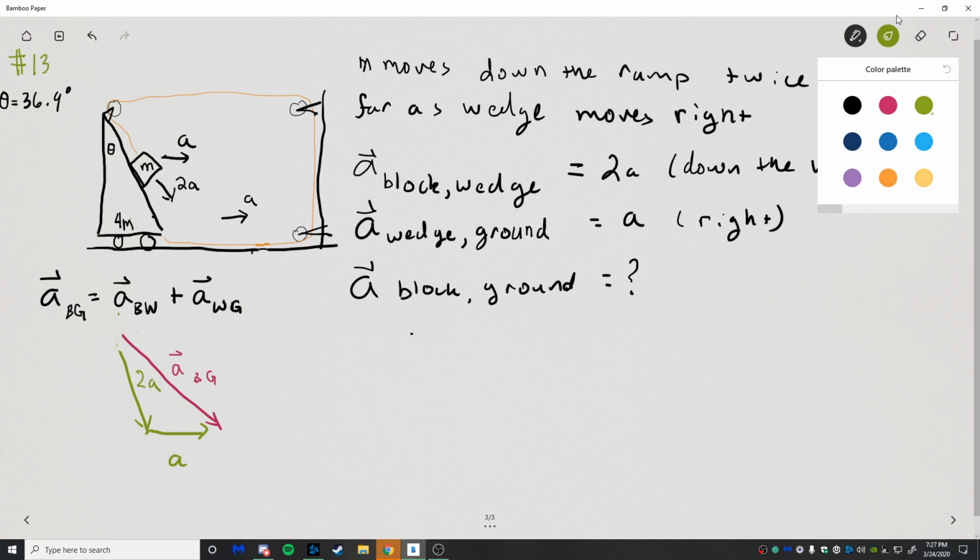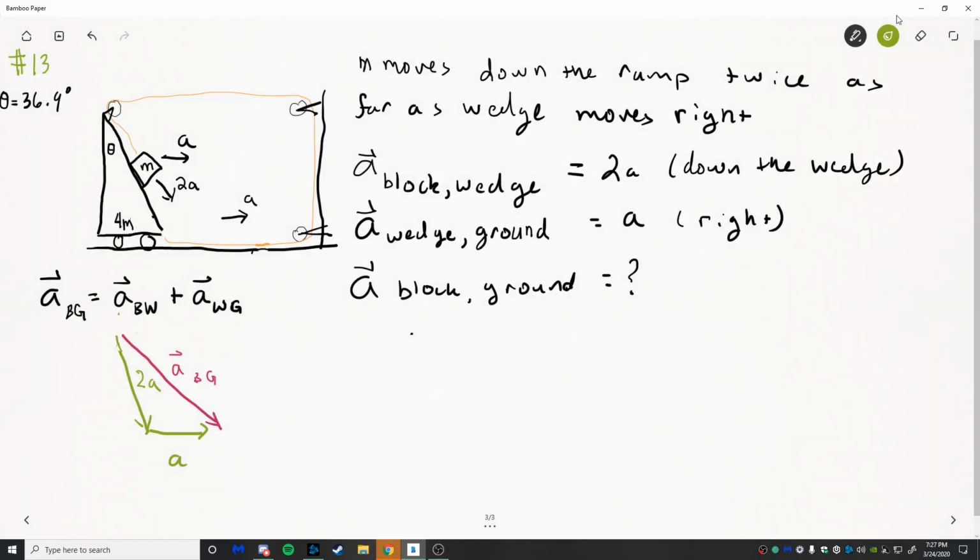So that's the motion, right? That right there is the motion that the block has. It's not going to go straight down. It's actually going to go off at an angle. It kind of goes down and to the right at the same time. I'll label all the vectors.